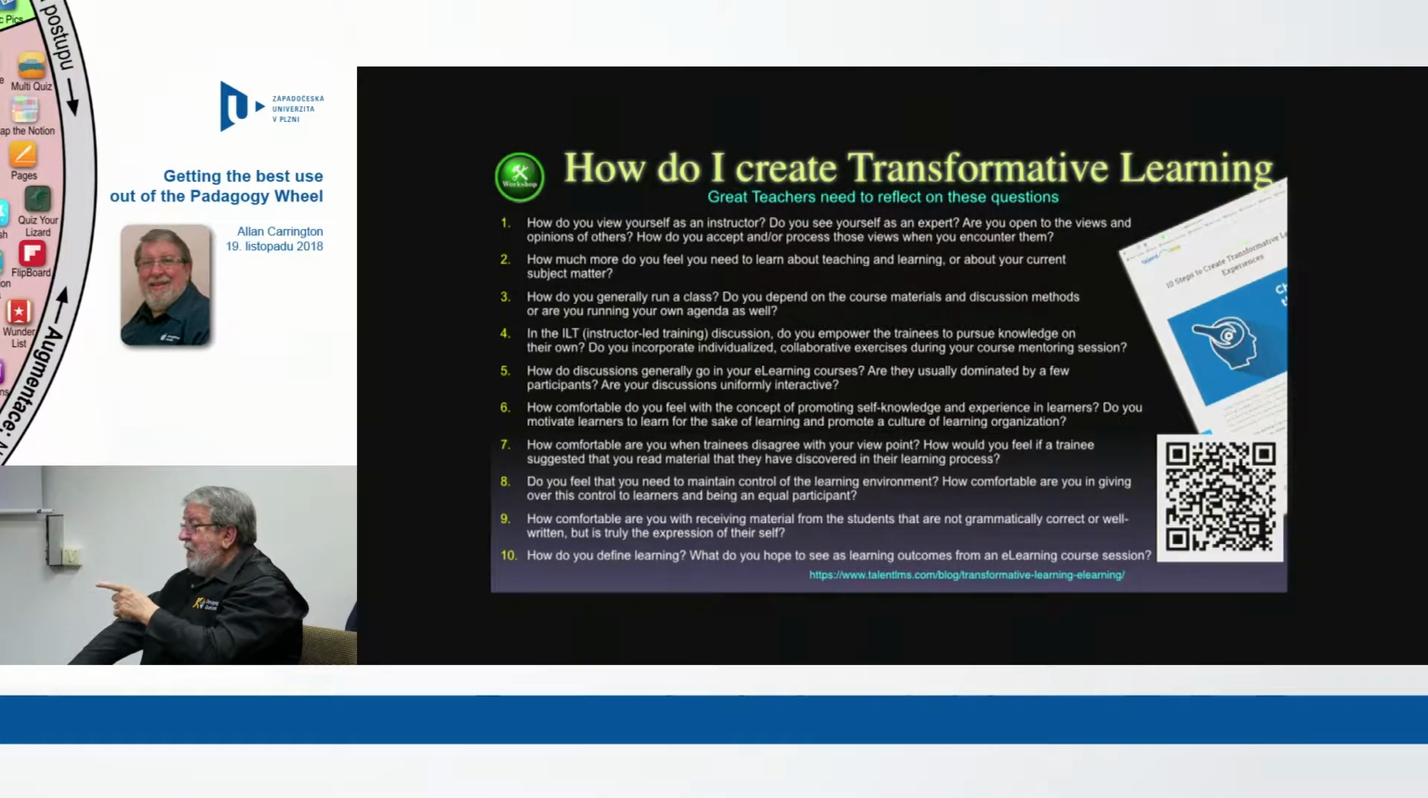And these are, we haven't got time tonight to talk about all this, but those questions, you know, be honest with yourself. How do you view yourself as an instructor? Do you see yourself as an expert? Are you open to the views and opinions of others? How do you accept and or process those views when you encounter them? These questions are really deep. Get with some other teachers you respect and talk about it.